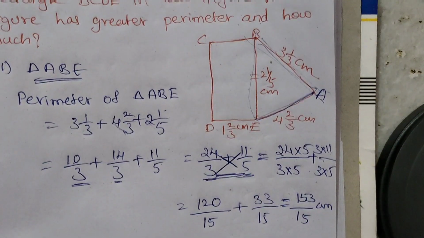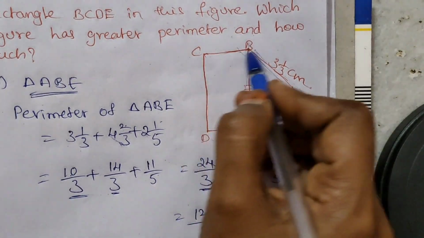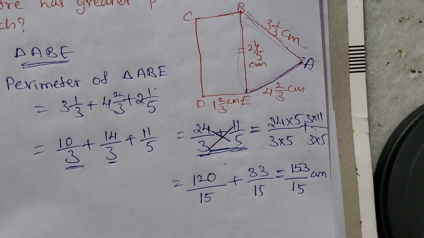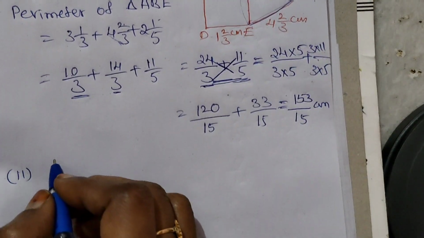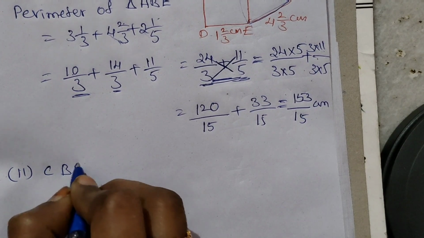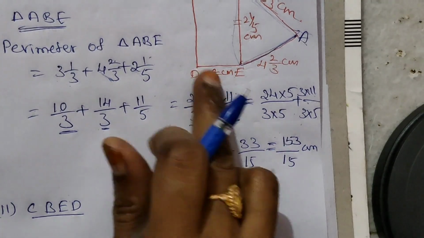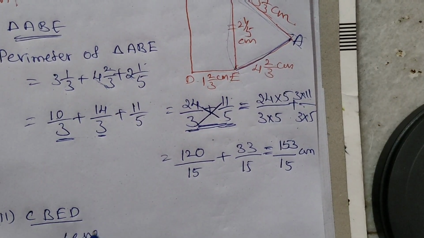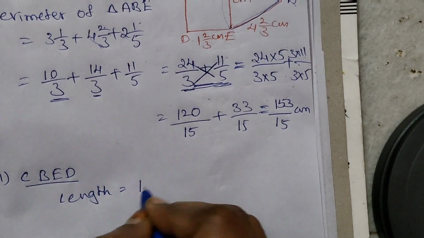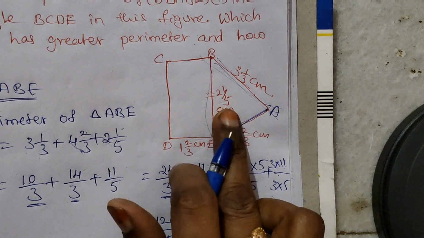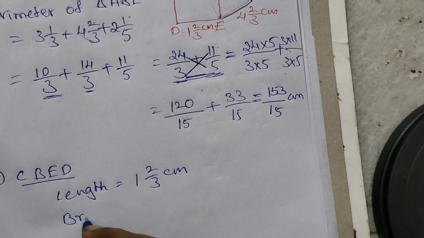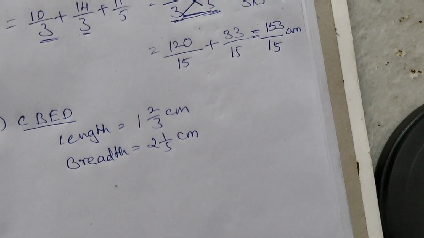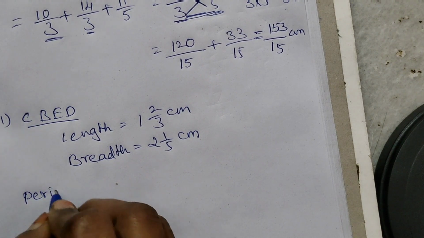Now I will find the perimeter of this one, CBED. CBED is in the form of a rectangle. Here the length is 1 2/3 centimeters and the breadth is 1/5 centimeters. You know the perimeter of a rectangle formula, that is 2 into L plus B.